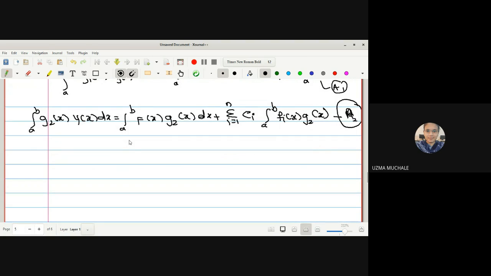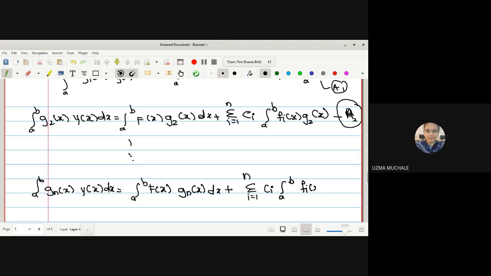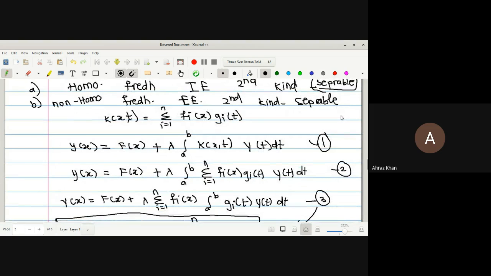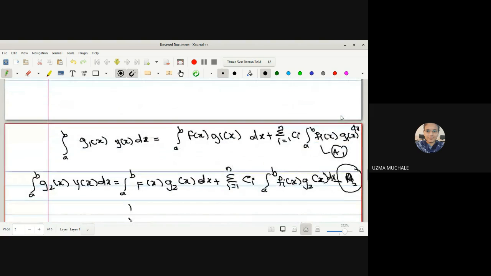Similarly, we have our last equation: integration a to b gn of x y of x dx is equal to integration a to b f of x. The multiplier is gn of x. Integration is with respect to x plus summation over i from 1 to n ci integration a to b fi of x. The last multiplier is gn of x. Integration is with respect to x. Okay? Any doubt up to this? The same method we have done. No, ma'am.